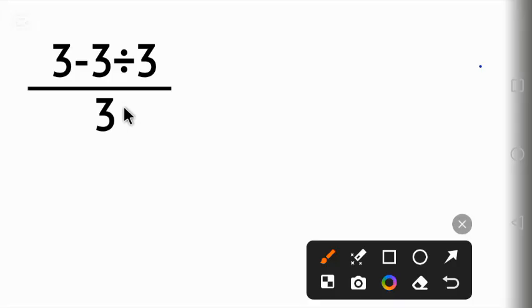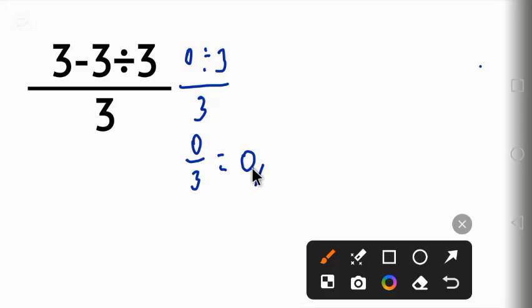Today we are solving 3 minus 3 divided by 3 all over 3. At a glance, you will be tempted to begin with this subtraction. That is, 3 minus 3 will give us 0, divide by 3 all over 3. Now 3 divided by 0 divided by 3 will give us 0 all over 3, and 0 over 3 will still give us 0. This answer is not correct.